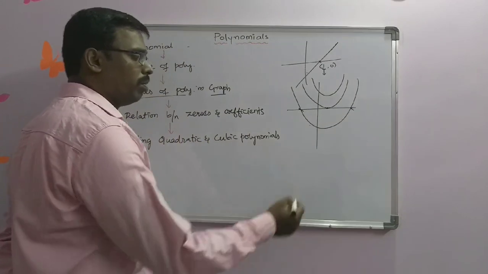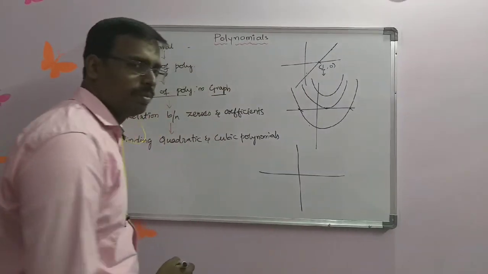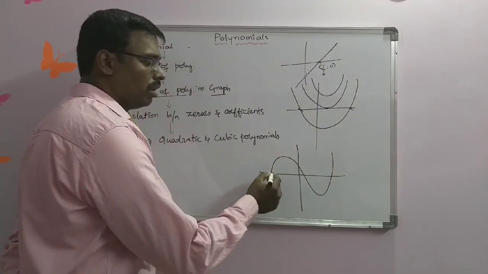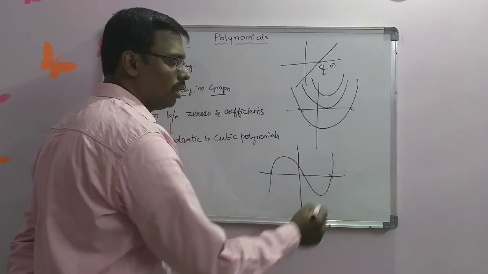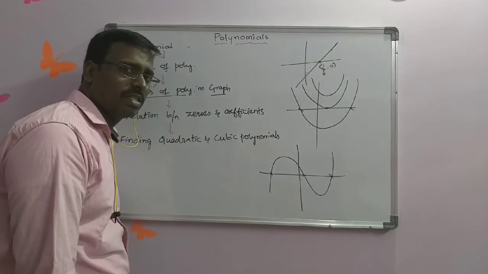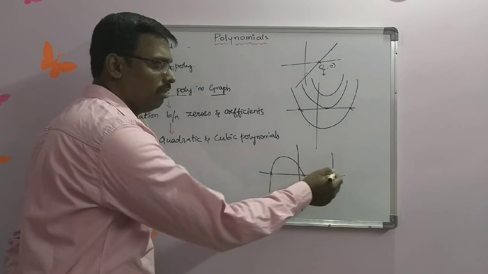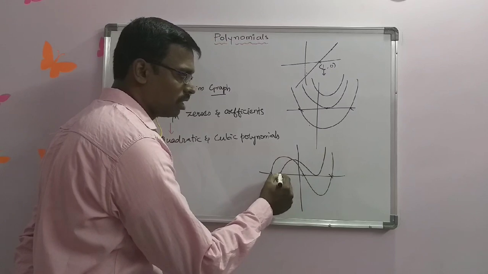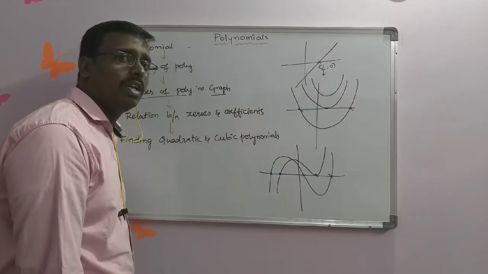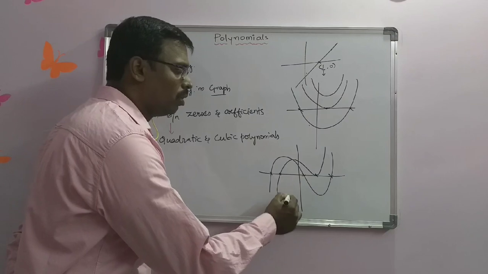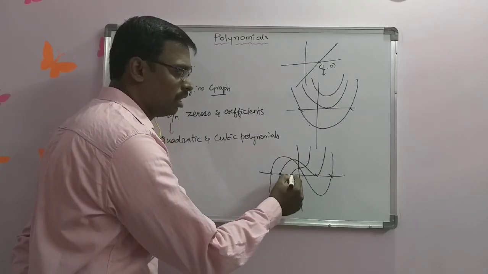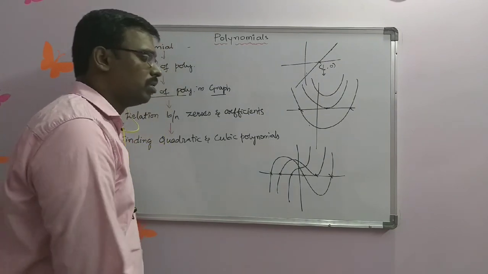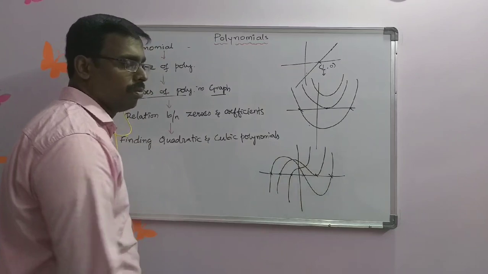Then cubic polynomial. A cubic polynomial is an S-shaped curve, right? Like this. When you draw that S-shaped curve, it may cut the x-axis in 3 distinct points, so we might have 3 different zeros, or it may cut and touch. See, here it is cutting and it is touching. So it might have 2 zeros, or it only cuts the x-axis at 1 point. In this case, it is cutting at only 1 point, so it may have 1 zero also, right? So, at most 3 zeros for a cubic polynomial, right?